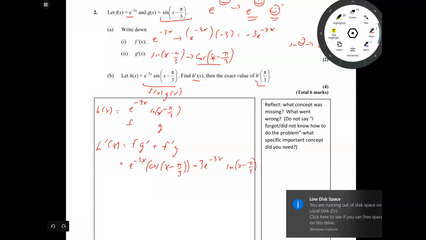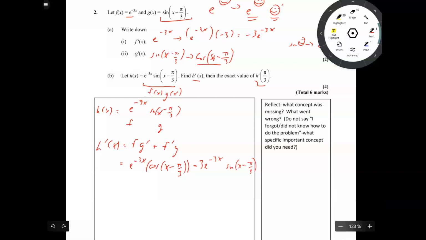Okay, that looks right. Now I guess I can't really simplify it more than that. I guess you could factor out e to the negative 3x if you wanted to, but that doesn't really change anything. Okay, and the last step is, what if I want to make x equal to pi over 3? So I'm going to substitute pi over 3 in for every occurrence of x and see what I get.